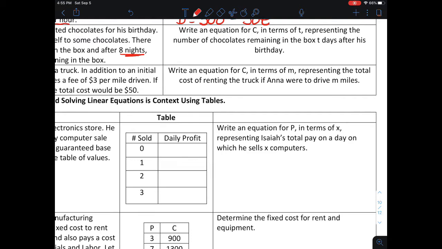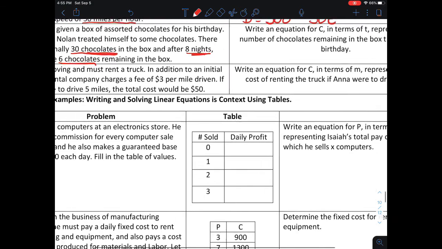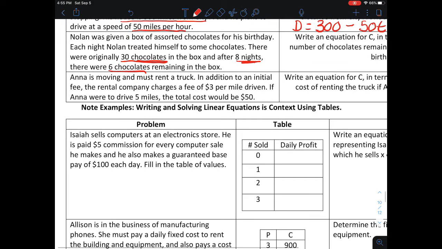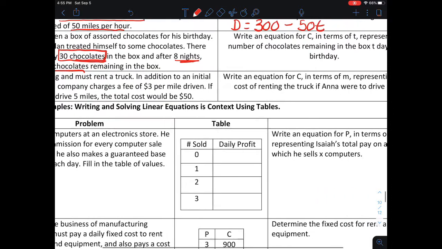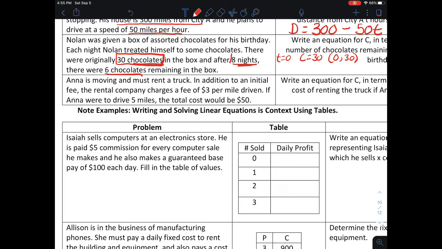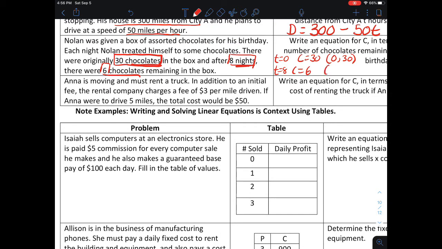So all we really know is that Nolan started with 30 chocolates. So if he started with 30 chocolates, that means when T equals 0, the number of chocolates equals 30, which I can think of as a coordinate 0, 30. And then the other piece of information they give me is that after 8 nights, so when T equals 8, the number of chocolates is equal to 6. So C is equal to 6 here, which gives me a second coordinate that is 8, 6. And we want to write an equation with that kind of information.